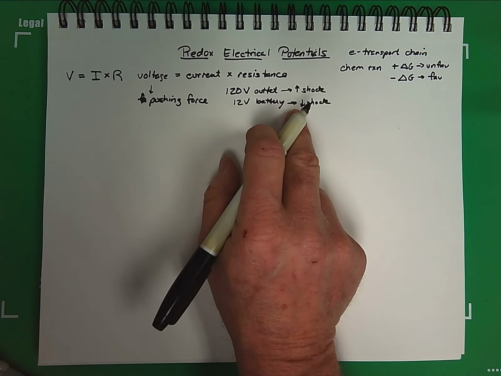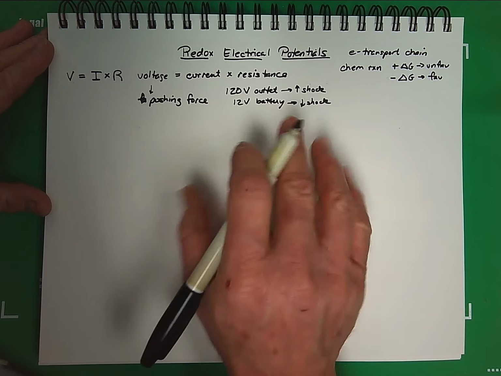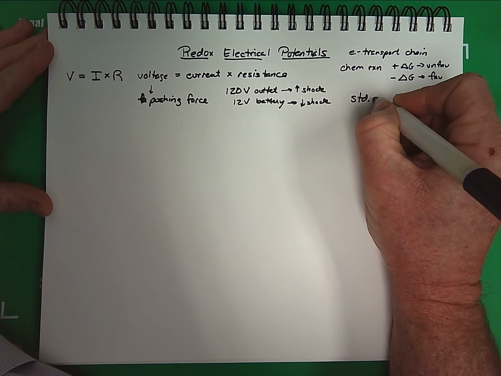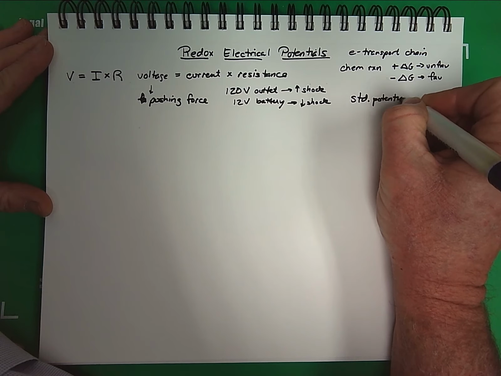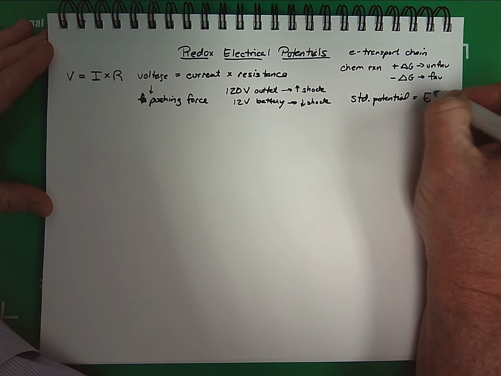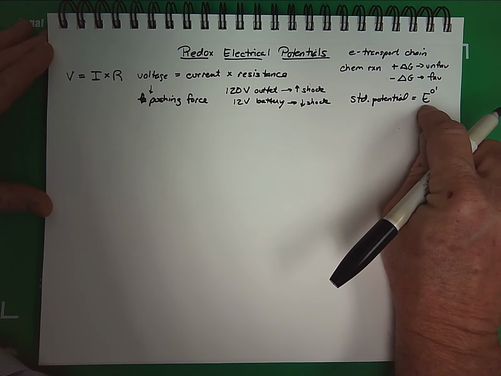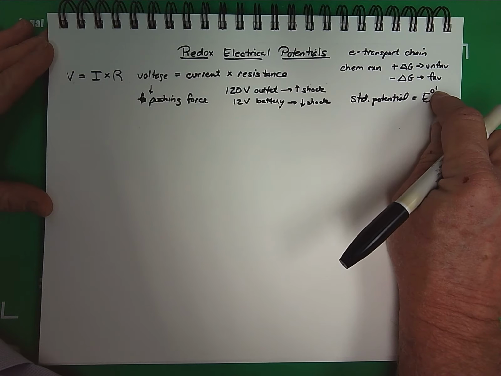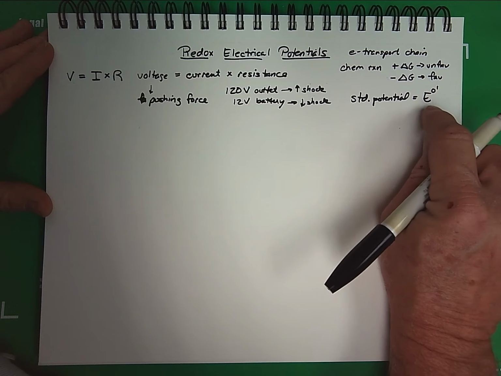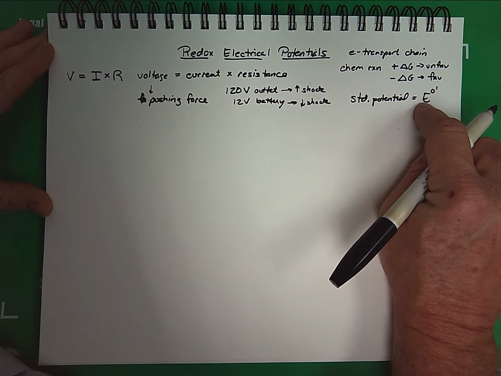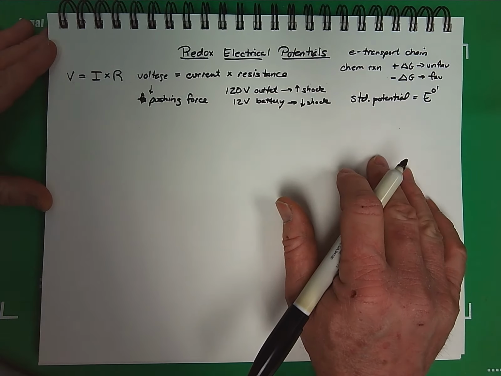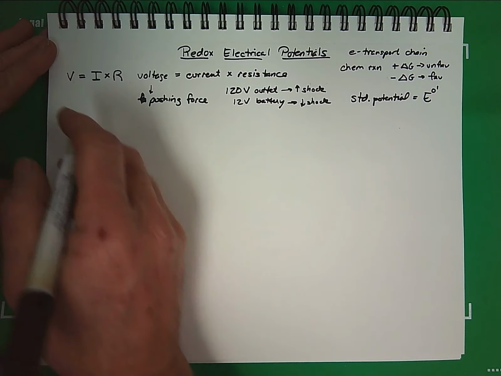Now, as far as the electrons moving in the electron transport chain, the best way to examine this is the standard potential values, which are E0 prime. So this is the standard electrical potential change of a particular reaction. So let's look at each one of the complexes in the electron transport chain.